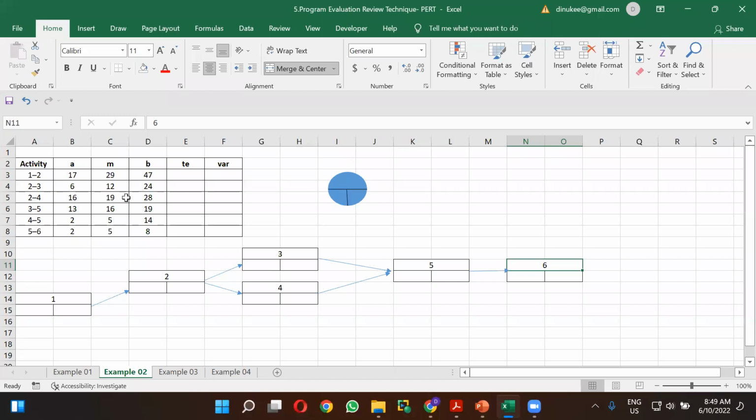So did you get how to draw the project network, if you are getting activity 1 to 2, 2 to 3, likewise? So did you finish drawing the project network?